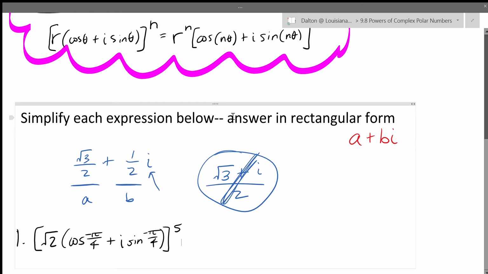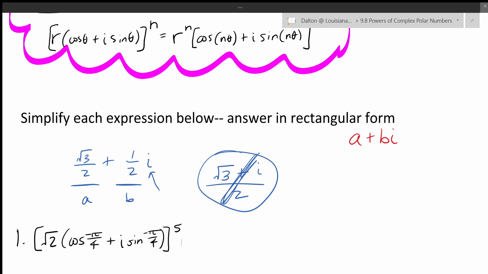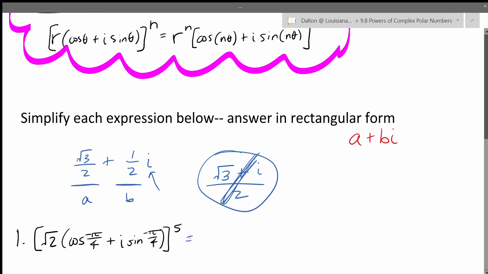So the first thing that we want to do is actually raise this to the 5th power. To do so, we're going to simplify using De Moivre's theorem. So right now we have what looks like the left side, and we're going to expand it like the right side is. So the first thing we're going to do is raise r to the n power. Well, in this case, our r is the square root of 2, and we're going to raise that to the 5th power. So that'll be r to the n out front.